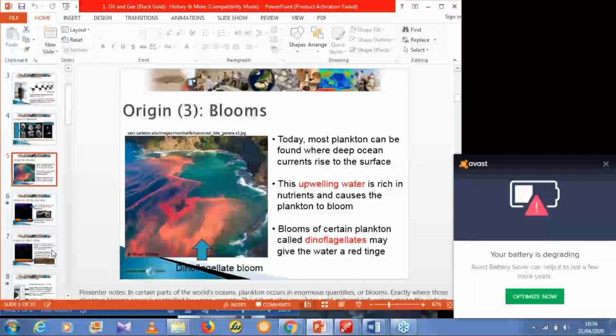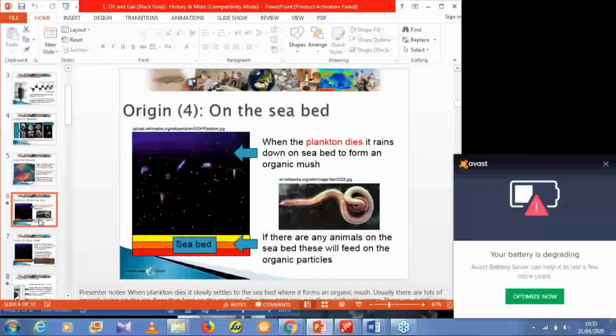All right. So what usually happens on the seabed is that when these plankton die, they remain down on the seabed. They now form an organic mulch. That organic mulch is what this picture is representing, you know. As they die, they slowly settle to the seabed where they now form the organic mulch.